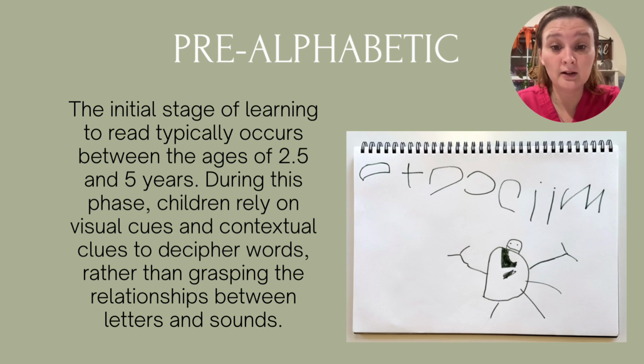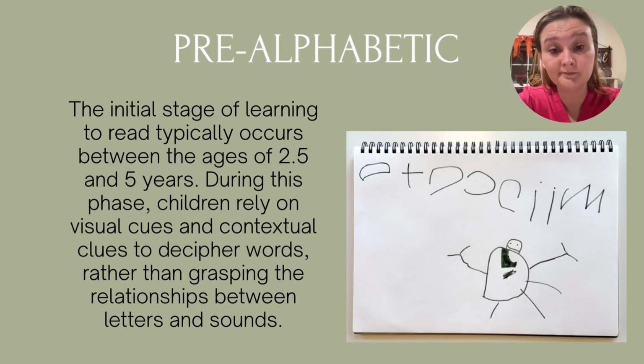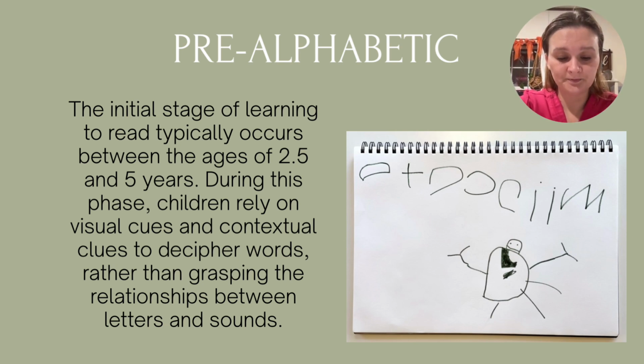They may write letters down on paper, but as you can see in my example, they do not have any association with each other. They're just letters. For example, the connection of images would be a young student seeing a stop sign and reading the word stop because they associate the red octagon on the sign with the word stop. Or they may say the word McDonald's when they see the word with the golden arch symbol.